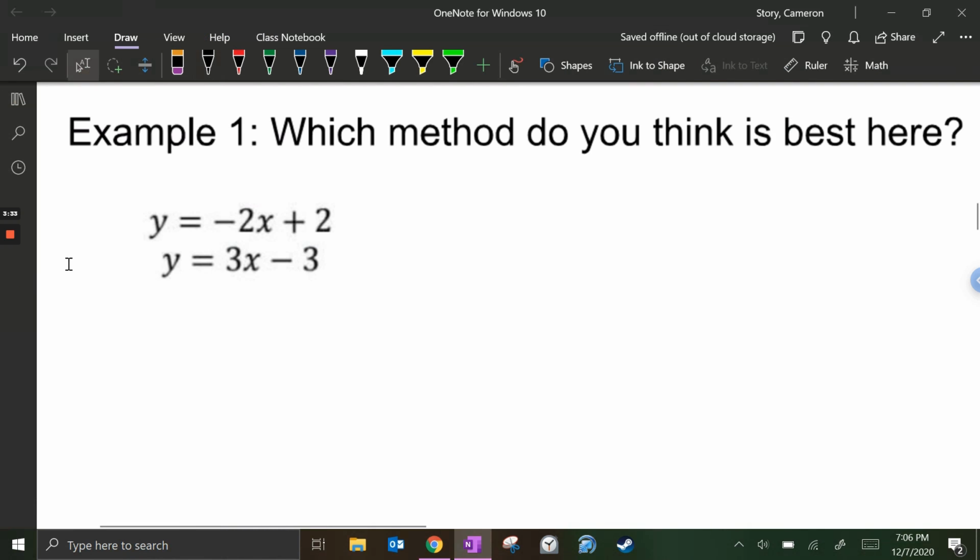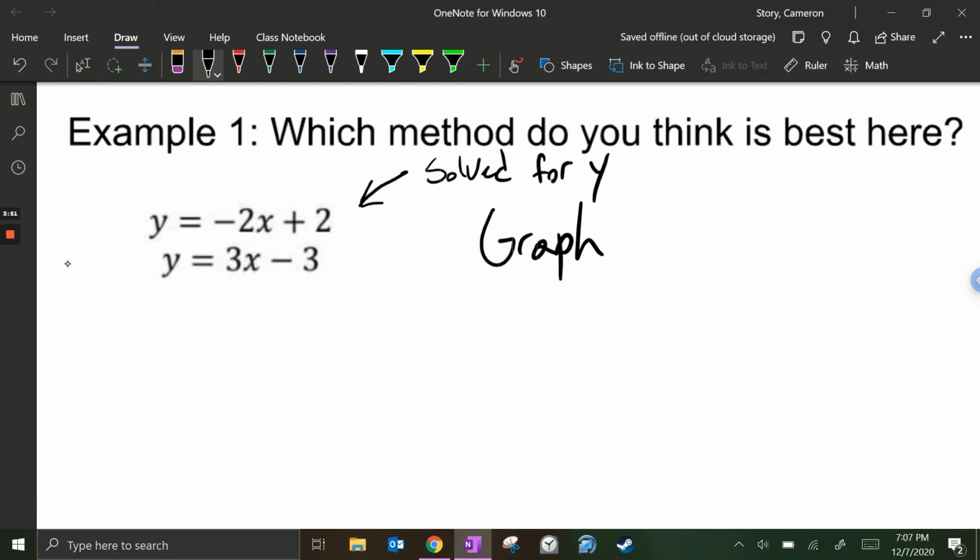With so many methods to choose from, it's really important that you try to make your life easy when you choose your best method. Since I see that both of these equations are solved for y, it makes a lot of sense to just go ahead and graph these. So these are solved for y. So our best option is to graph these on Desmos.